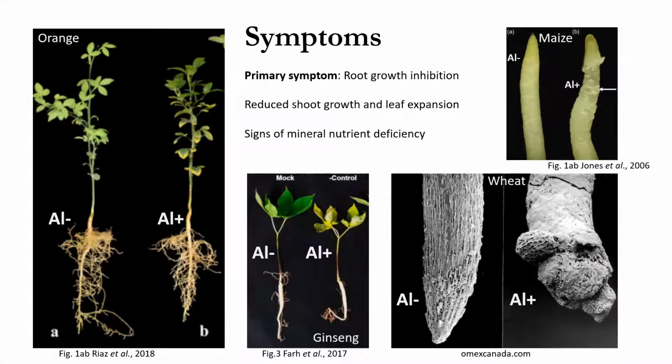In the shoot, things start to get tricky as the symptoms overlap with other nutrient deficiencies, making the diagnosis a bit harder. As you can see on the left-hand side, the leaves of ginseng and orange plants suffered from extensive chlorosis and leaf curling. At higher concentrations, there would also be necrotic spots on the leaf. So these symptoms are indeed characteristic of mineral nutrient deficiency, and we will see why that is later.